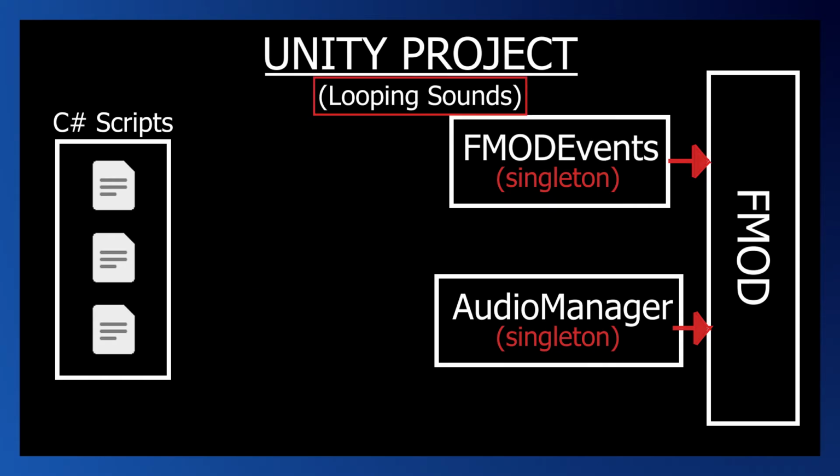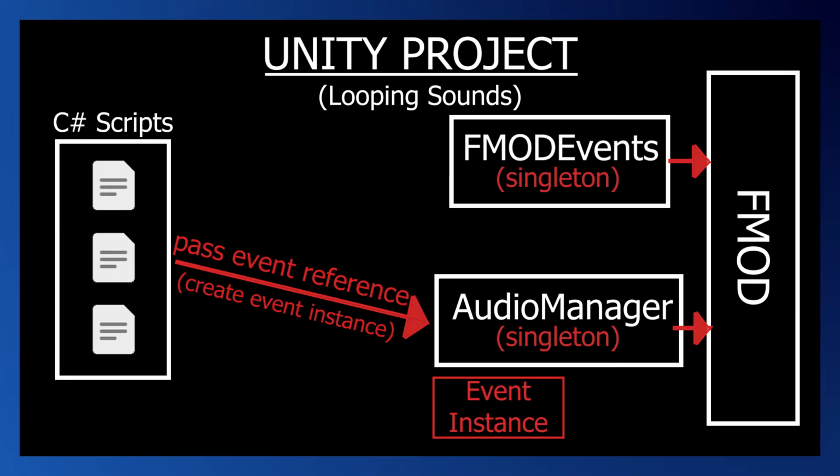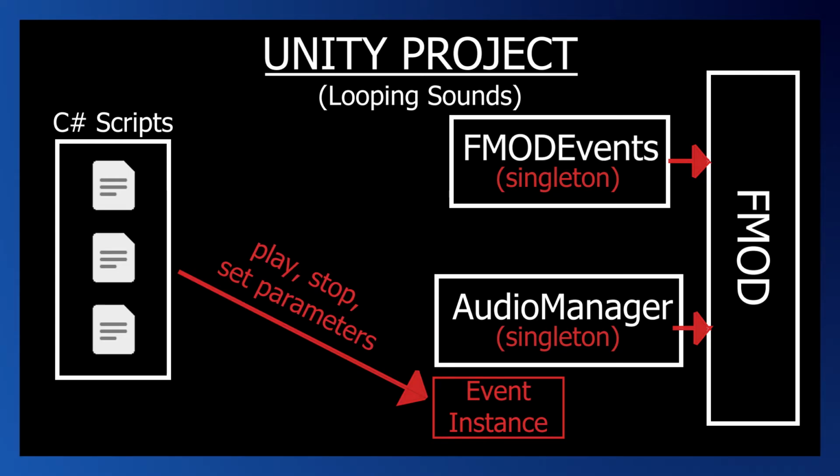Next, for looping sounds like player footsteps for example, we'll need to create what's referred to as an event instance, which lets us play, stop, or control parameters for a specific event. There's a bit of setup and cleanup involved when dealing with event instances, so we'll create the instance through the audio manager by passing it the event we want to use and then let the audio manager handle that setup and cleanup. Then the script can play, stop, or set parameters on the event however it needs to.